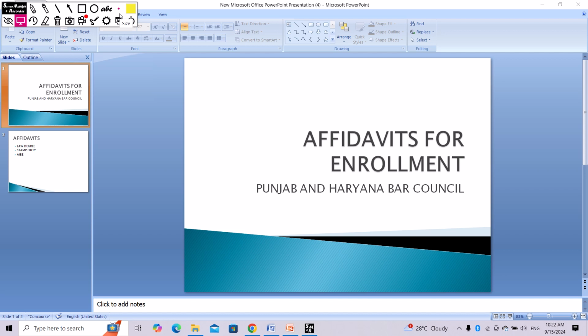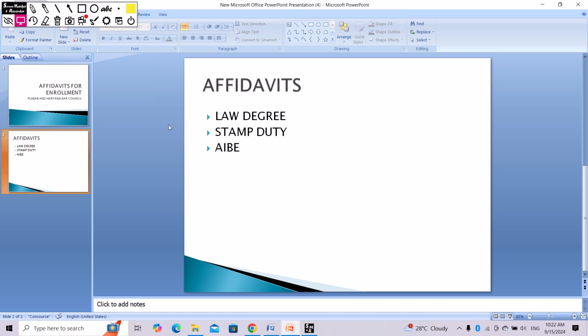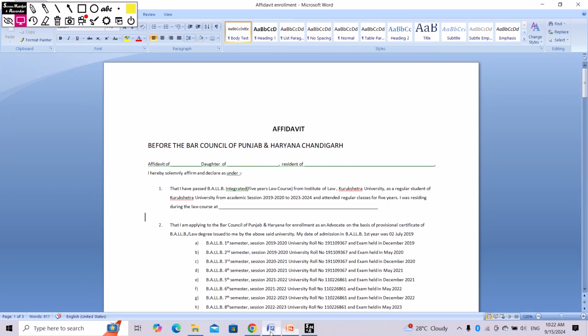So today I am going to discuss the affidavits you need for your enrollment in the Punjab and Haryana Bar Council. You need three affidavits in the Punjab and Haryana Bar Council. First is of law degree, second is of stamp duty, and third is of AIBE. So let's have a look at the affidavits.